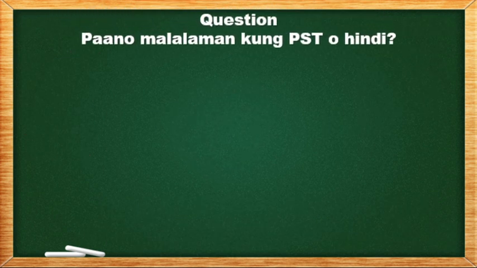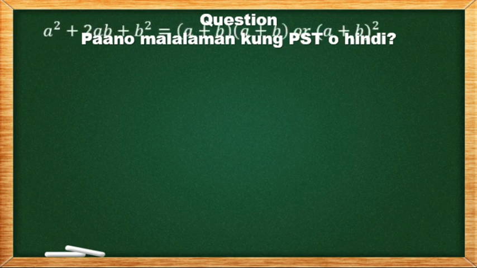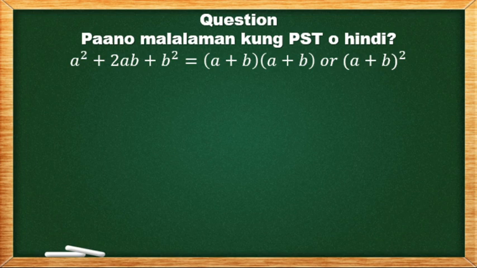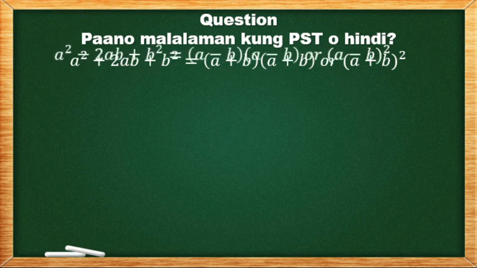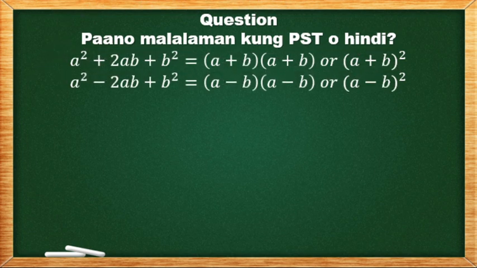So, proceed tayo sa our topic ng PST. Dapat tandaan nyo, ang PST is connected sa squaring binomial. Yung squaring binomial, ginamit ko yung FOIL method. Paano bang malalaman kung PST o hindi ang isang trinomial? This is the pattern, kapag may given tayong trinomial na a squared plus 2ab plus b squared, and also a squared minus 2ab plus b squared.